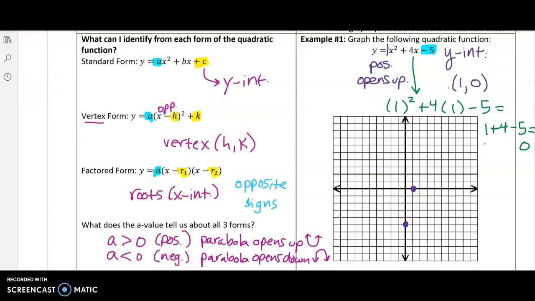One of the other roots was at negative 5. Remember, root means x-intercept. It also gave us the vertex at negative 2, negative 9. And if I want the symmetrical point of my y-intercept, all I need to do is draw my axis of symmetry.